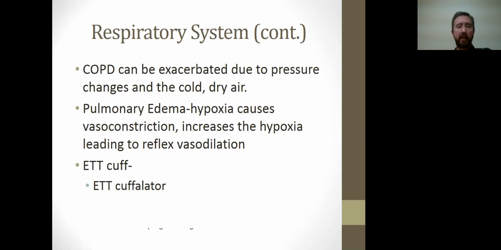Of course, pulmonary edema, okay, is going to cause some vasoconstriction. It's going to cause that hypoxia, which can really lead to that reflex dilation. So the patient becomes hemodynamically unstable. Another thing that we want to make sure of is that we have the ET tube cuff cufflator attached if the patient is intubated, okay?